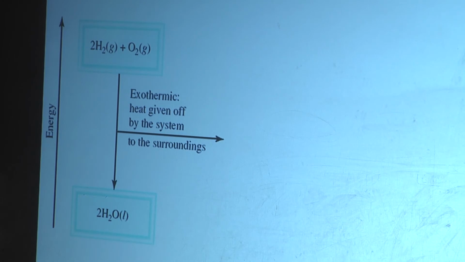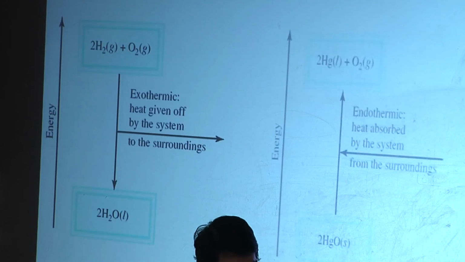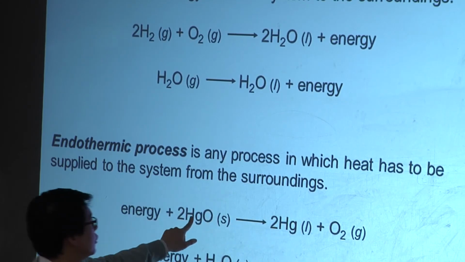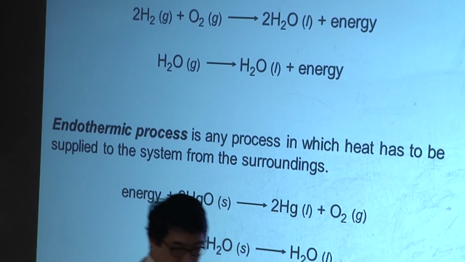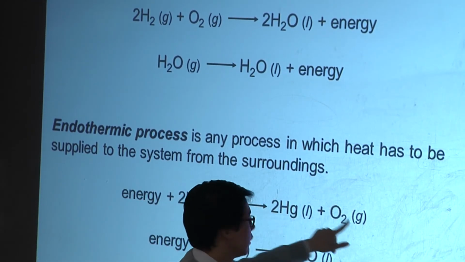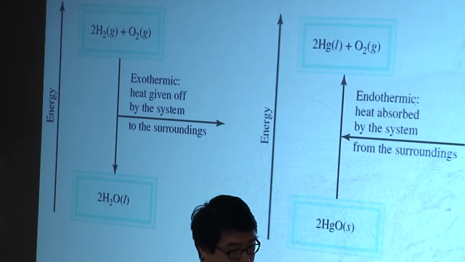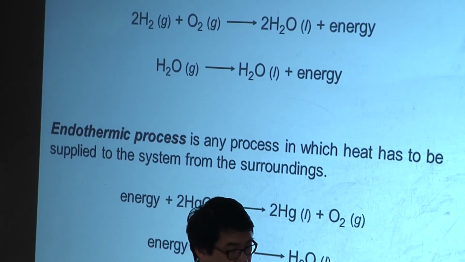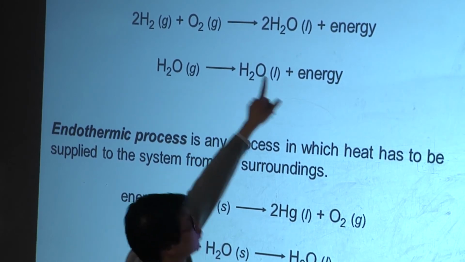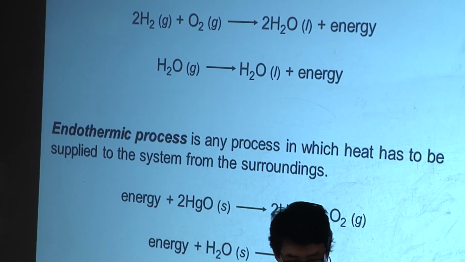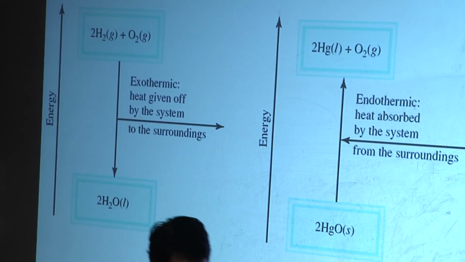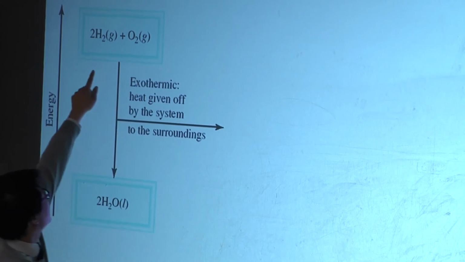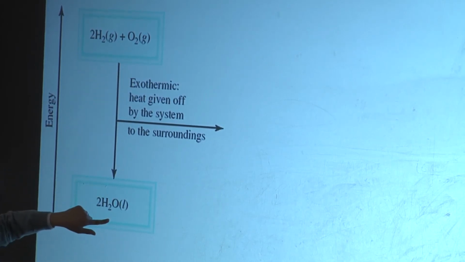If you recall from the slide before, HgO is an endothermic process. The breakdown of HgO to Hg and O2 is endothermic. Nope, sorry, wrong. We're looking at this one. H2 plus O2 gives you H2O, an exothermic process. That means it gives off energy. Sorry about that.